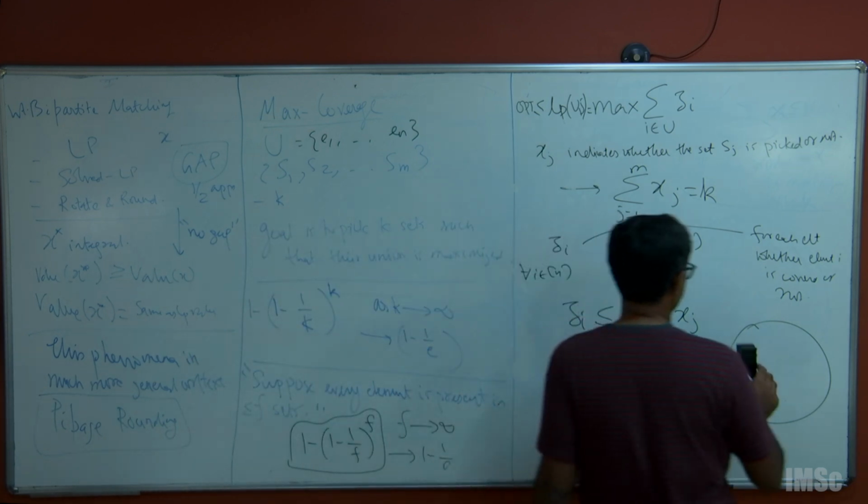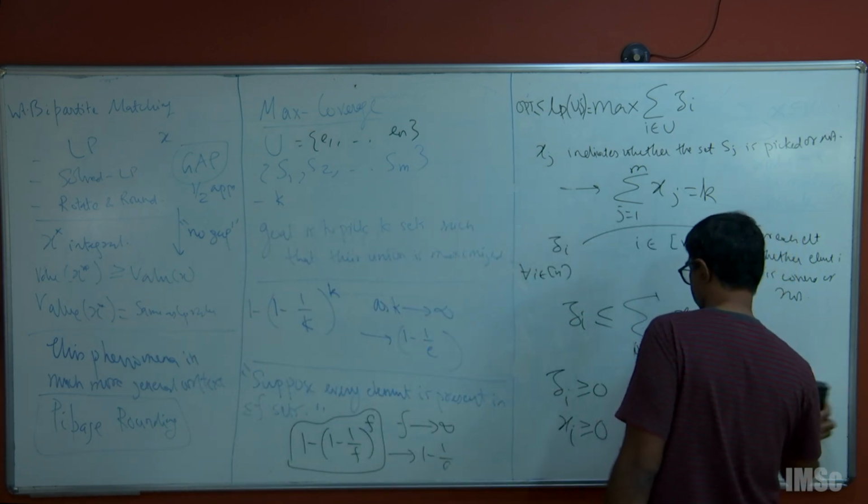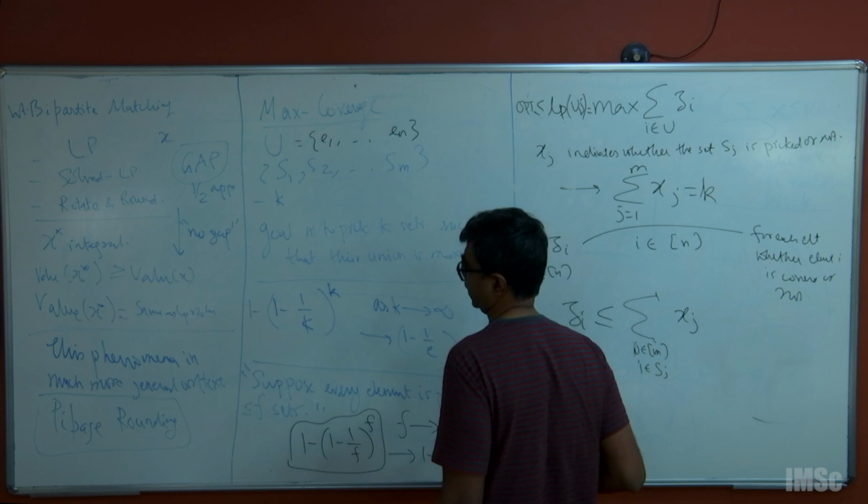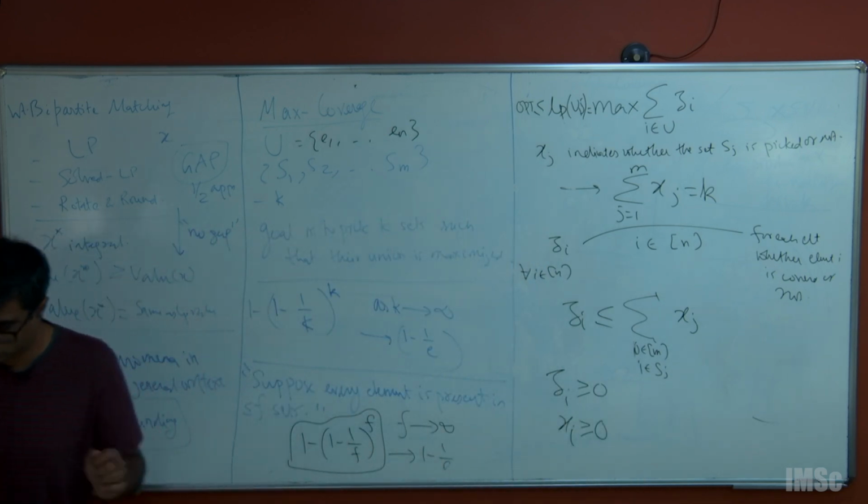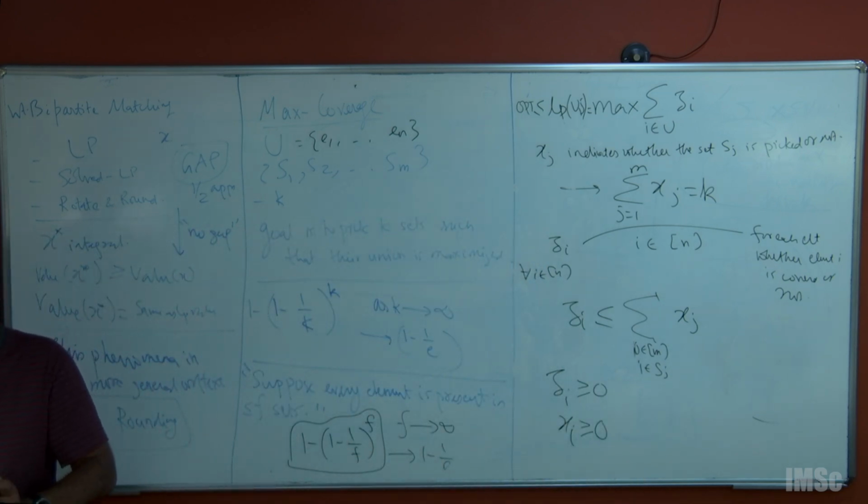Okay, so the main takeaway message is that for an LP maximization problem, the solution will be an upper bound on the ILP maximization.